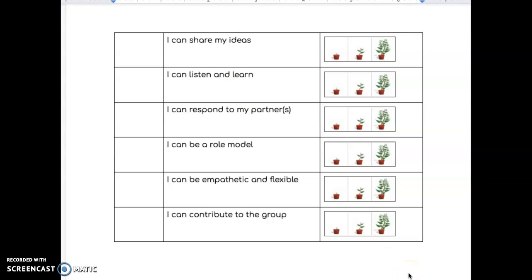Thank you for filling out your collaboration checklist, friends. If you have extra time, you can write a sentence reflecting even further or make a picture on the back showing a way that you collaborated with friends today. Thanks again.